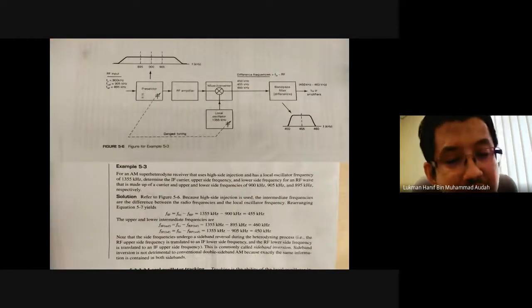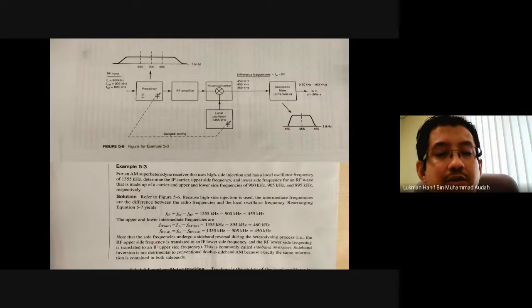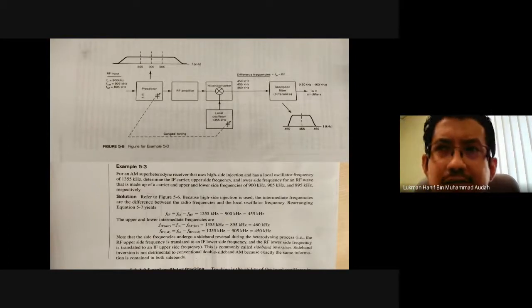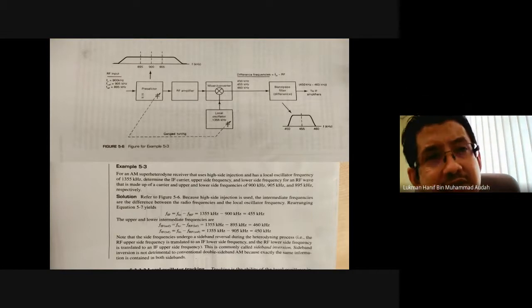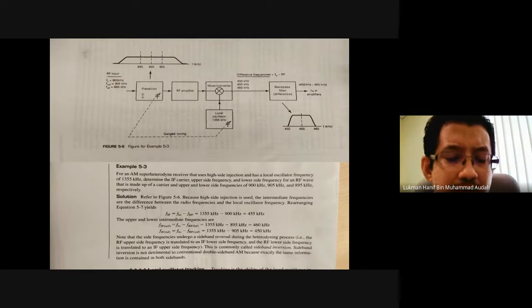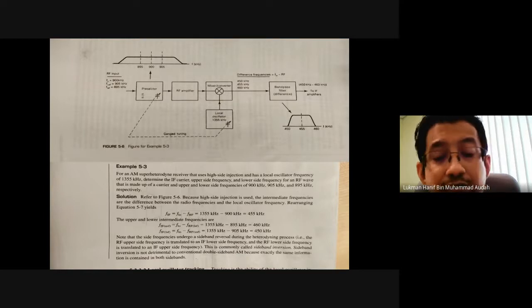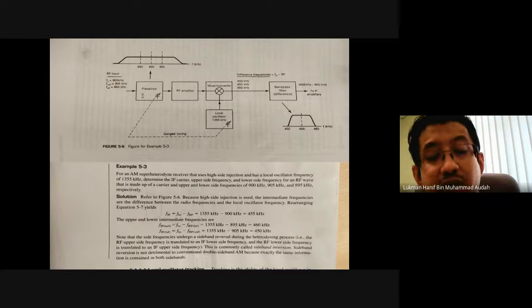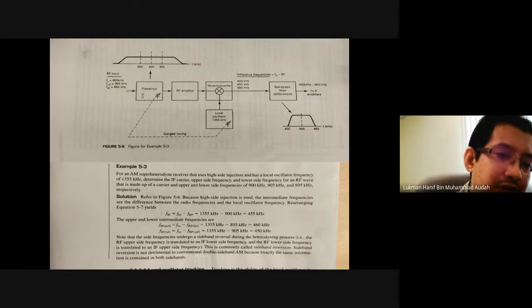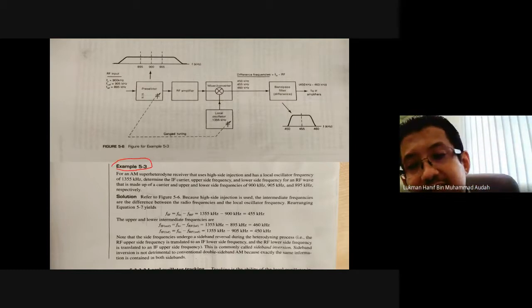The next example also from Wayne Thomas's book. Ini pun saya ambil daripada Wayne Thomas's book. Ini pun pernah keluar dalam final exam. Becomes a sub question, very small questions. This is about a mixer converter. What happened at the output of mixer converter? So this example 5.3, also from chapter 5 in Wayne Thomas's 5th edition.